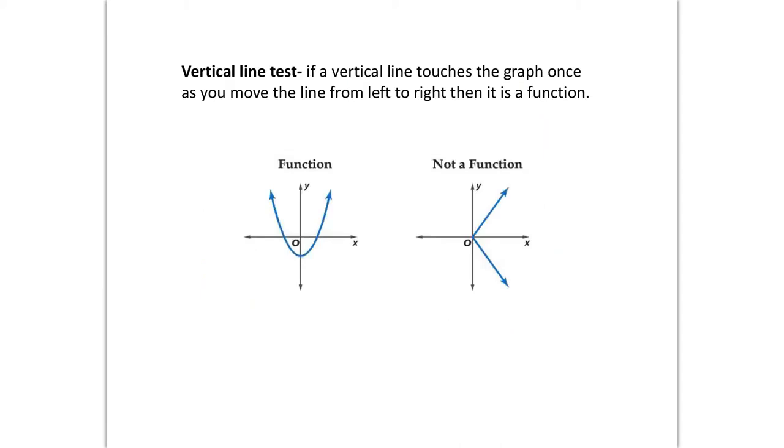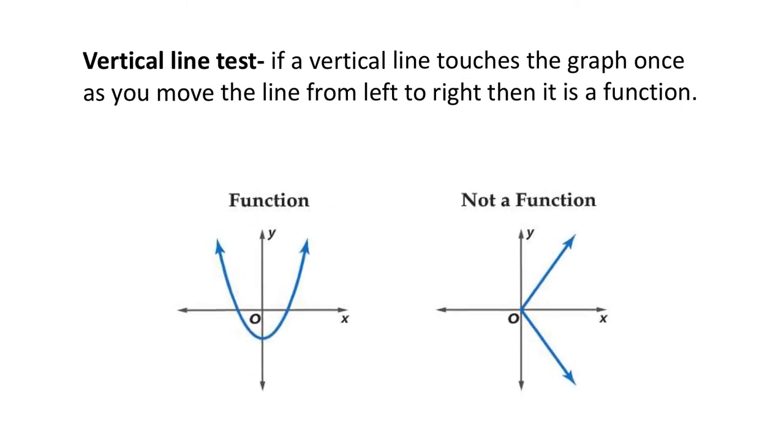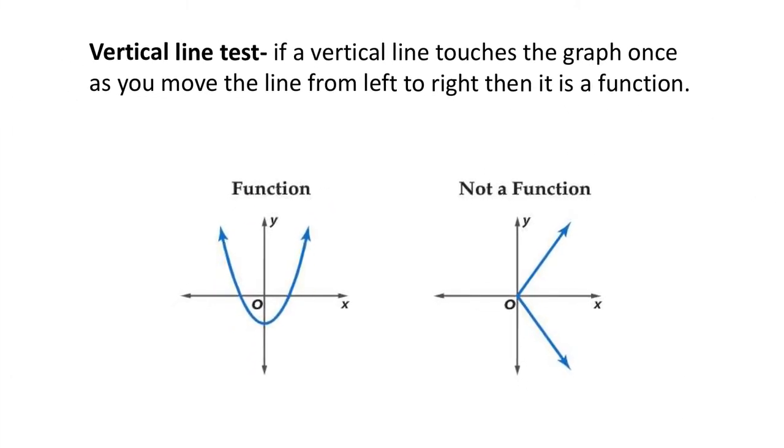Another method you can use to check if you have a function or not from a graph is the vertical line test. On the previous example, we didn't have a graph; we had a set of ordered pairs. But now we have two graphs. Notice the first one is a U shape. The second one is kind of like a V sideways. You can see the U shape is a function, and the V shape going to the right is not a function.